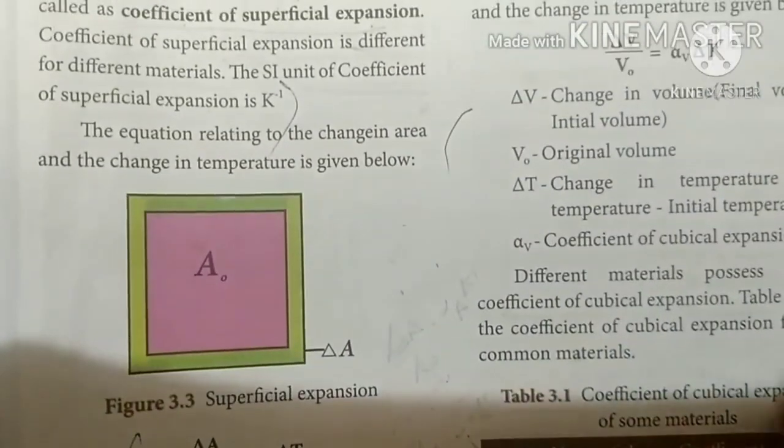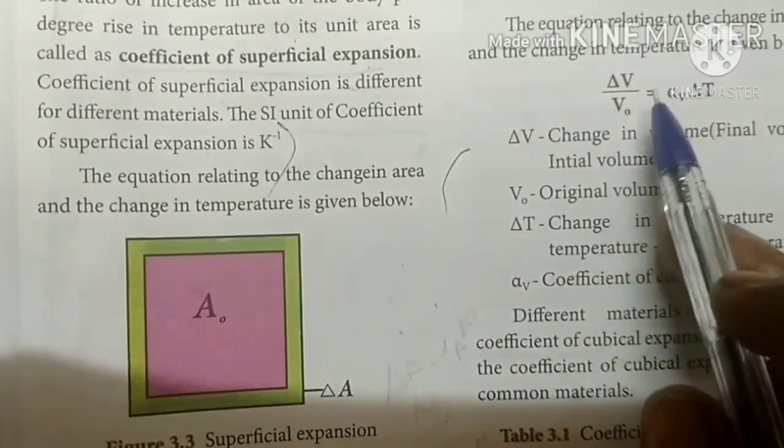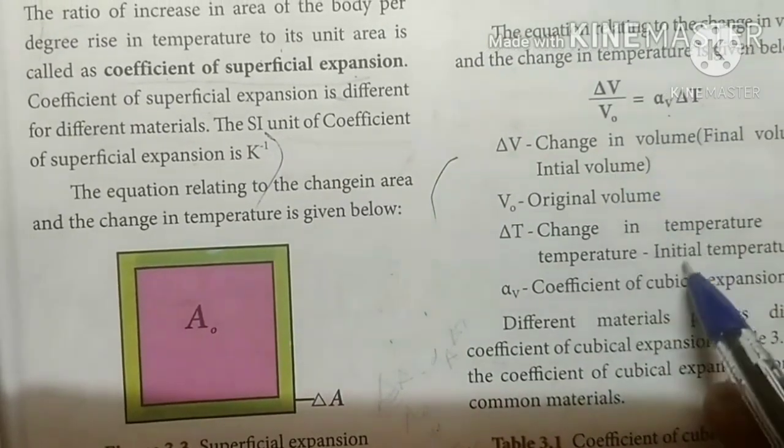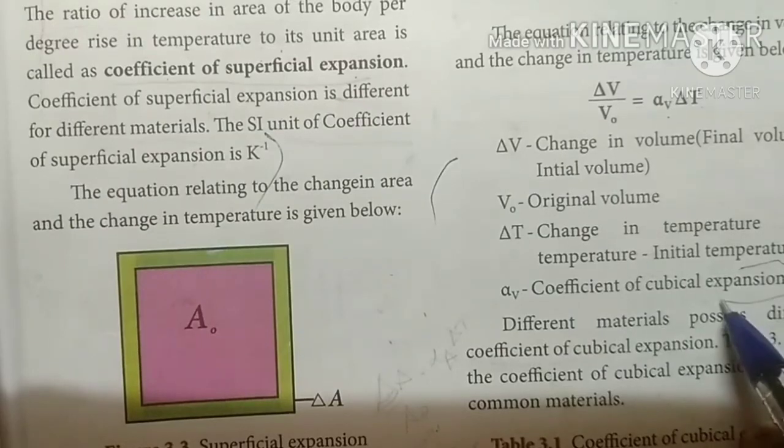Next one, this equation also you have to mark. Delta V by V0 is equal to alpha V into delta T, and up to this, okay, coefficient of cubical expansion.